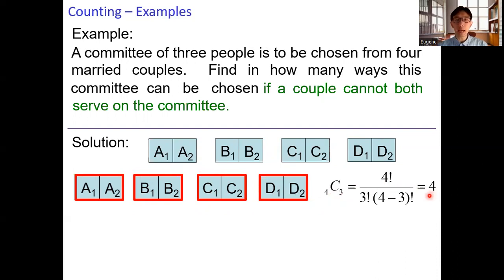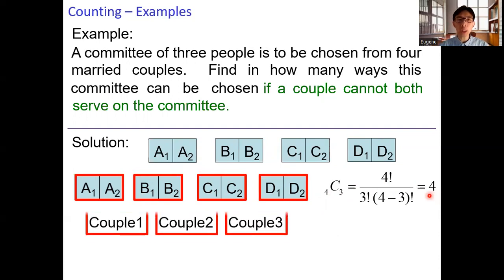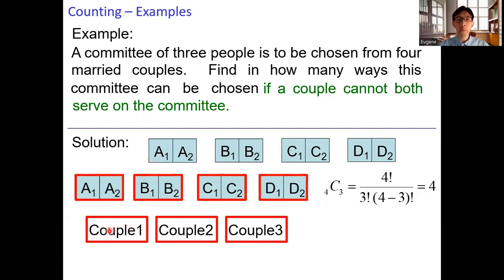Once the 3 couples are selected, then for each couple, we choose 1 member. So for couple number 1, we have 2 choices. For couple number 2, we have 2 choices as well. And for couple number 3, we have 2 choices as well. So once the 3 couples are selected, there are altogether 2 by 2 by 2 equals 8 ways to choose the 3 people, 1 from each couple.